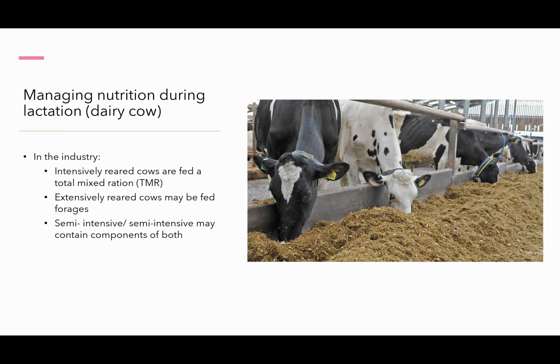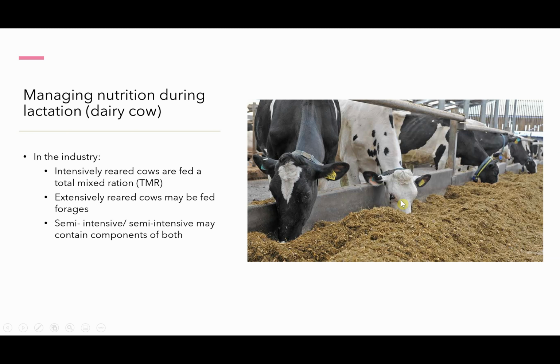Now, when we think of managing nutrition of a dairy cow, we mostly think of managing it during lactation, because profitability of an enterprise comes from the cows being in milk or milking constantly as much as possible. Now, in the industry, when the cows are raised in an intensive manner, they're fed what's referred to as a total mixed ration, and this is where basically all the nutrients are ground up and put together in one feed and then all fed together. So you can see this on the right.